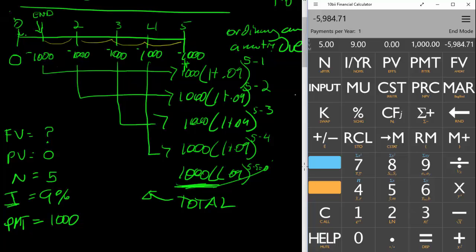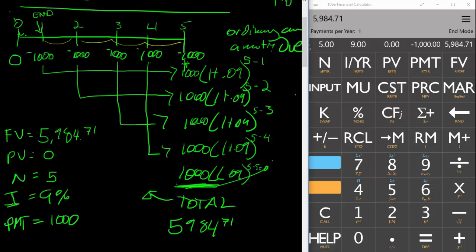Actually, I should have done this with a negative 1,000. Let me go back and do it. 1,000 negative payment. Calculate future value, 5,984. So this guy, let me go back and erase that. I'm getting really good at erasing. So this is $5,984.71, which is the same as what we would have gotten here, 5,984.71. And that is how we do future value of annuities.